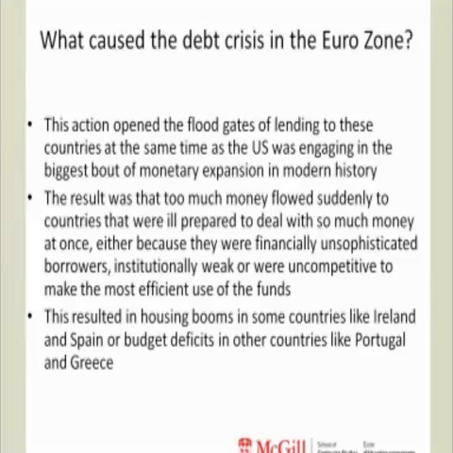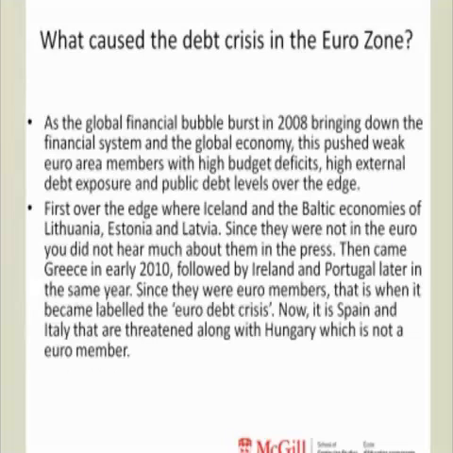Turning to the next slide, as the global financial bubble burst in 2008, bringing down the financial system and the global economy with it, this pushed weak euro area countries with high budget deficits, external debt exposure, and high public debt levels over the edge. It's basically what happened to Greece. But other things happened just before that.